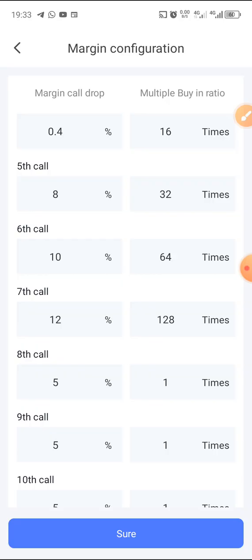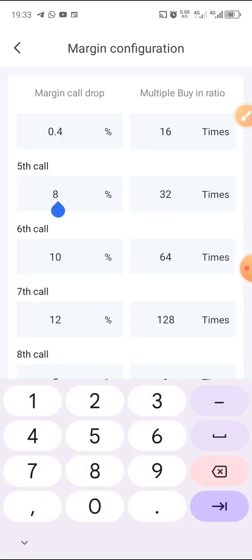So, for the first, we are going to use this kind of settings. Margin call number 5, it will be 0.5. Margin call number 6, it will be 1%. Margin call number 7, it will be 1.5%. Sorry, let's use 1%, 1%.